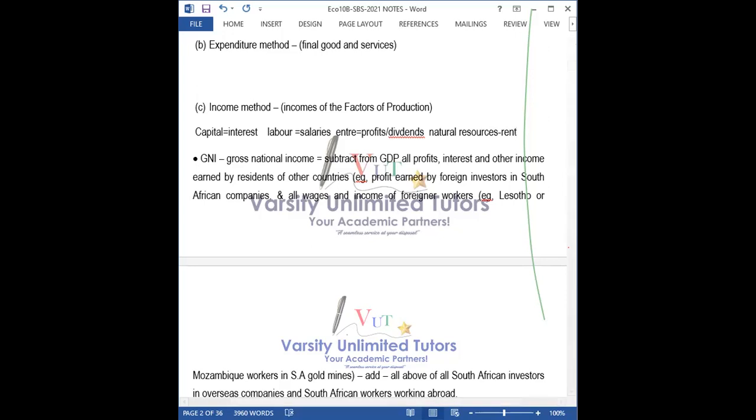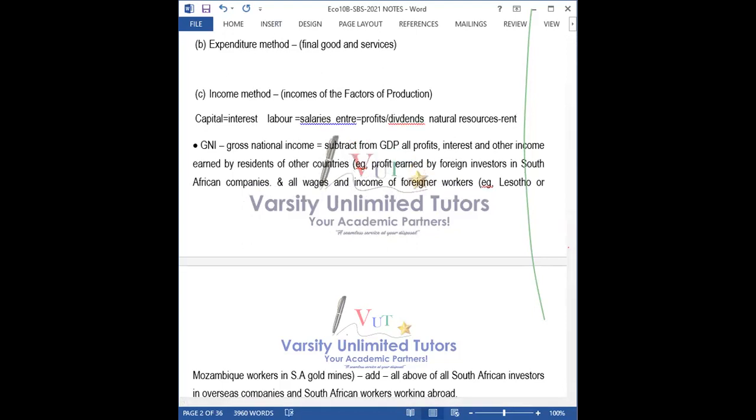So all of these remunerations, interest, salaries and wages, profits plus dividends and rent, are the incomes that would be representing the value of GDP from the income method. So from the income method, if you are given a sum of interest, a sum of salaries and wages, profits and dividends and rent, that would give you the value of GDP for that particular period. And from the expenditure method, if you are to sum up the expenditures that would have been done by households and firms within a particular period of time, it would give you the value of GDP.